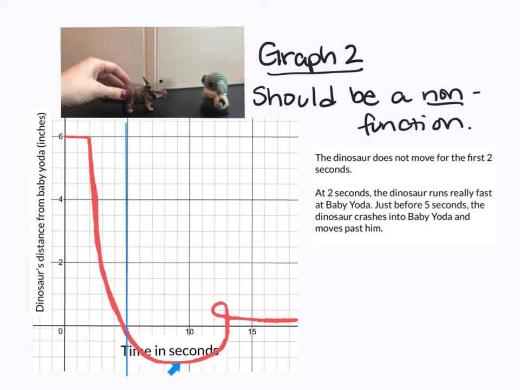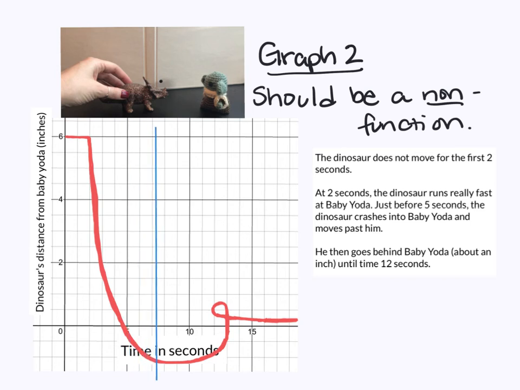And he just kind of hangs out there and then slowly starts walking back toward Baby Yoda at time, well, let's stop. He's just kind of hanging back until time 12. And at time 12, because remember, time just moves forward, he's hanging out behind Baby Yoda, down here, behind Baby Yoda.